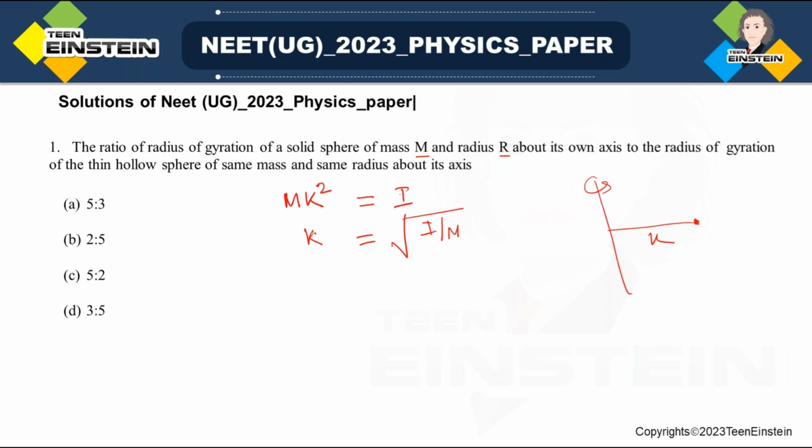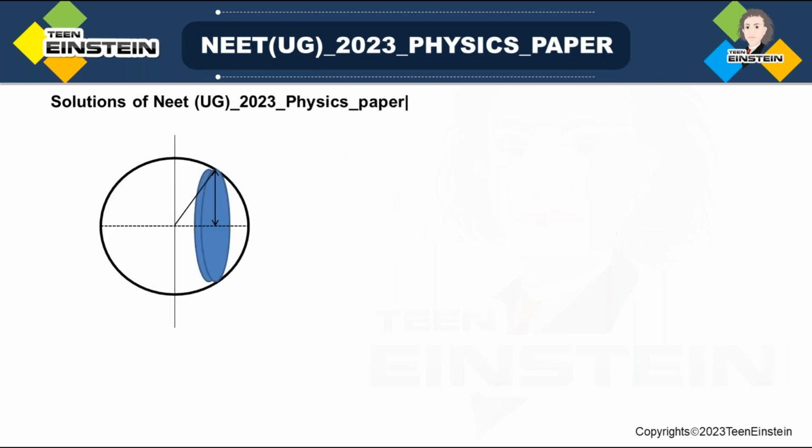That means we have to find the moment of inertia. So that's the thing. We have to actually calculate the moment of inertia of the object. So here we have a solid sphere and a thin hollow sphere. Let us first find the moment of inertia of the solid sphere. So it is very easy. We'll do it here. The moment of inertia of a solid sphere can be calculated in this way.